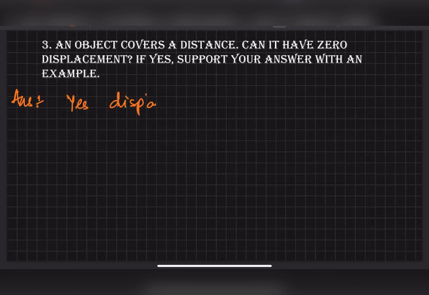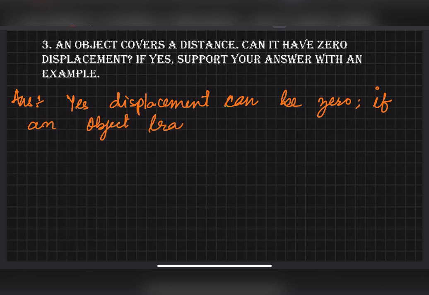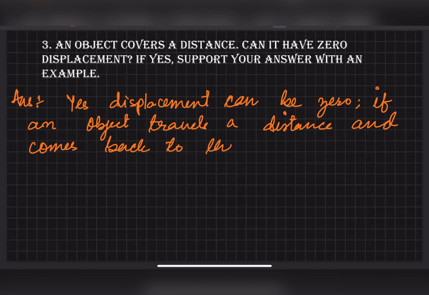Displacement can be zero if an object travels a distance and comes back to the same initial position, the same starting position.